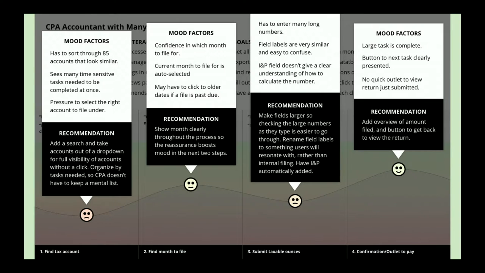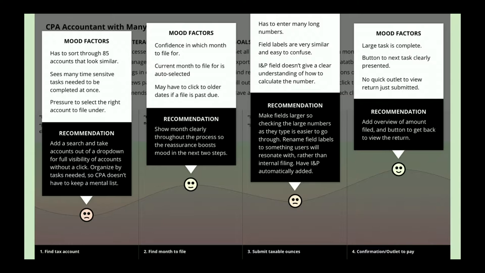So we also want to leverage the ones that are in the spots where they're in a better mood. So for something like finding the month to file, that's a pretty easy task for them. But they want to make sure they're aware that they're filing for the right month throughout the process. So let's take that spot and make sure we're reiterating that throughout the process.